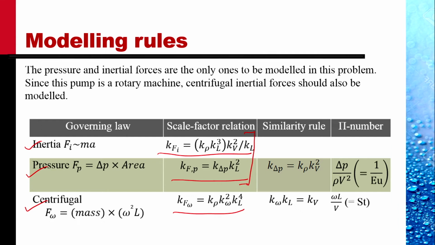By equating the scale factors for the inertial force and the centrifugal force, we obtain the similarity rule that k omega times kl should be kv. And from this, we get omega L by V as a pi number. This pi number is named as Strouhal number and is abbreviated as ST. So these are the two pi numbers that must match.